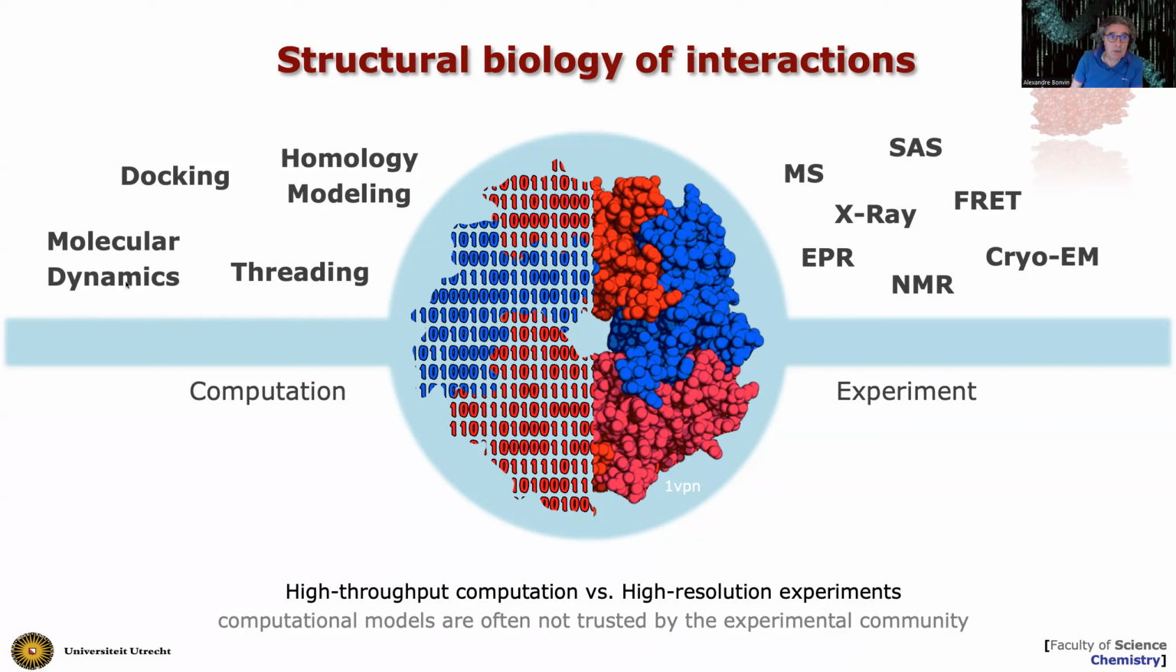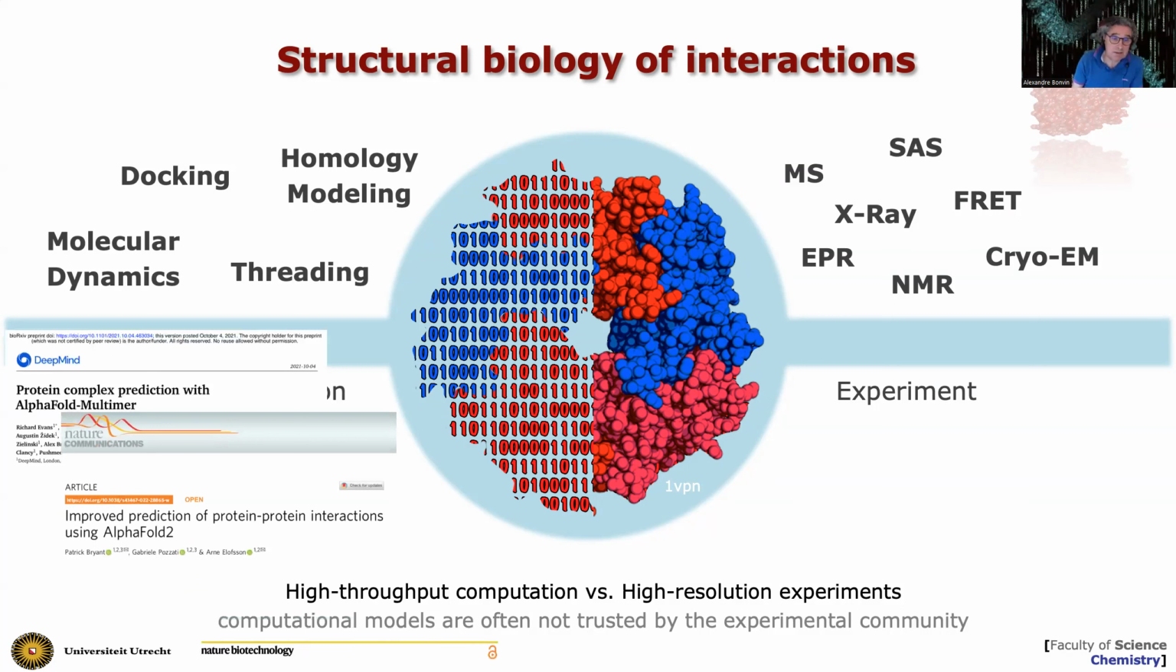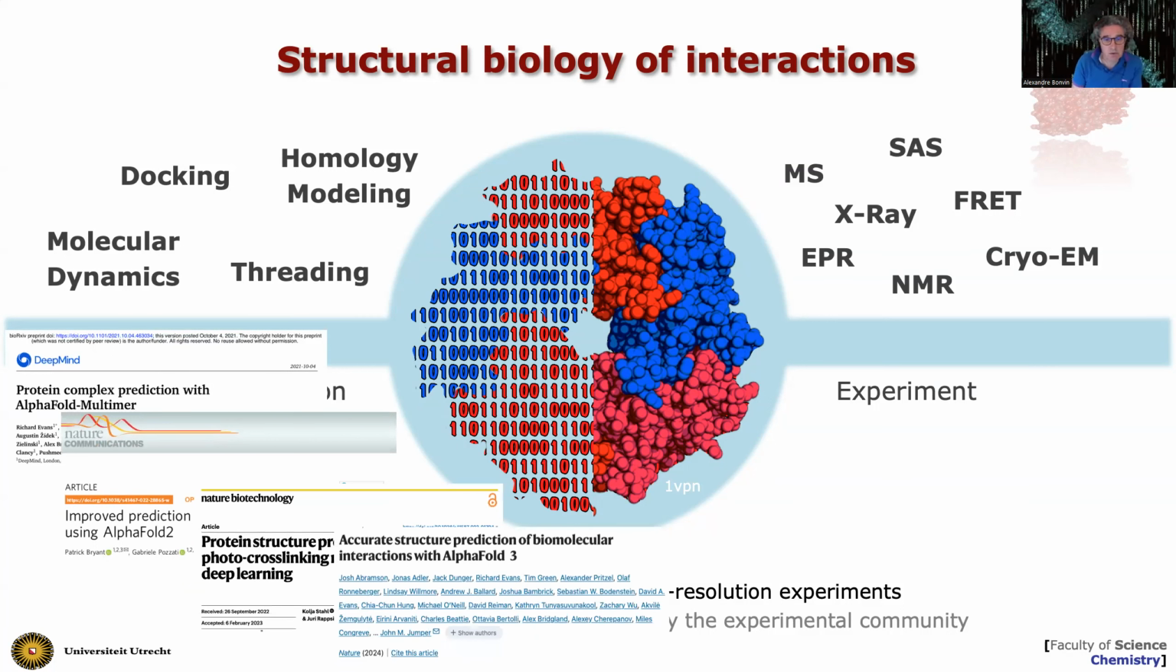Many of those are based on molecular dynamics simulations, where we describe the interactions between particles, between atoms, to build a model. You can try to model by homology, but the topic for today will be mainly docking. But of course, for several years now, there has been a big revolution in computational structural biology with the advent of AlphaFold, developed by DeepMind. And very early on, when AlphaFold was published, initially to predict structures of single proteins, people realized that you can also use it to predict structures of complexes.